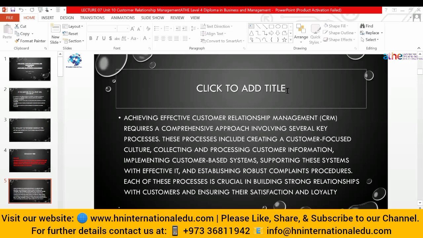Each of these processes is crucial in building strong relationships with the customers and ensuring their satisfaction and loyalty. Obviously, there are certain steps through which we are going to implement a CRM, but the utmost thing is that we have to satisfy the consumers as well. We have to gain their loyalty too.